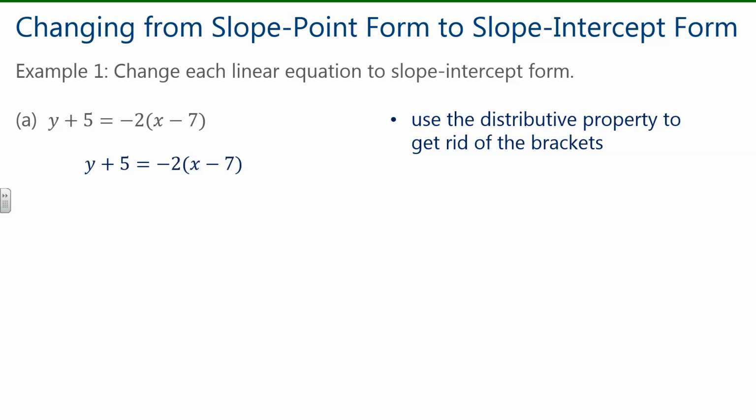So let's take our negative 2 in front of the brackets and multiply that by x to give us negative 2x, and then multiply that by negative 7 to give us plus 14.